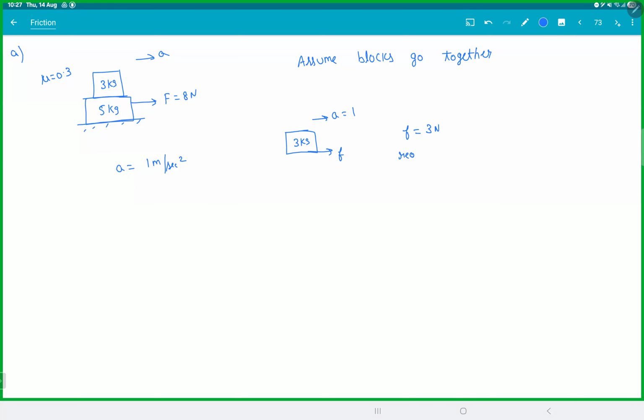This is your required friction. F max is 0.3 into 30, 9 newtons. So your assumption is right. You're asking for 3 newtons, but I can give you 9. Therefore, the blocks go together with an acceleration of 1 meter per second square. And the friction is only 3 newtons. Clear with that?